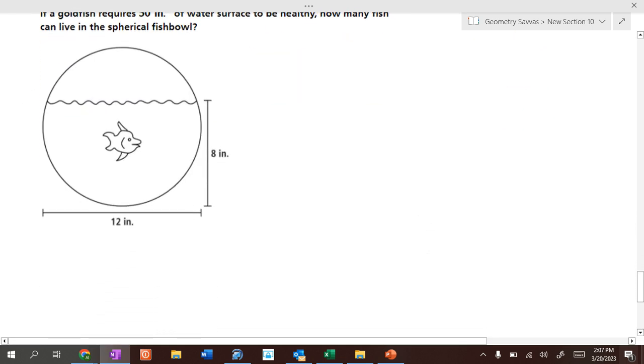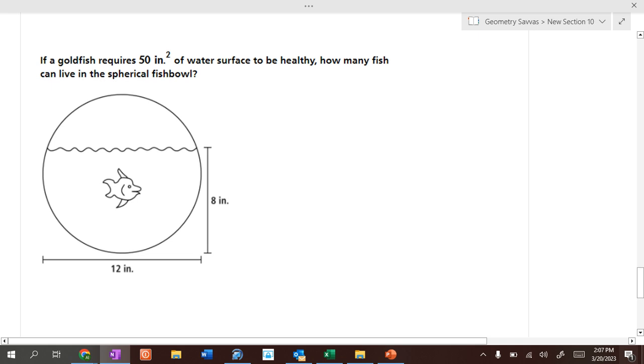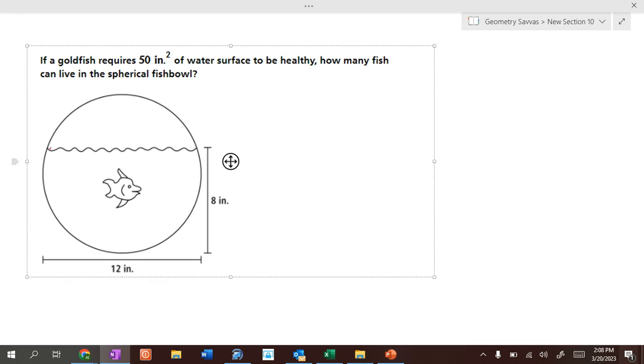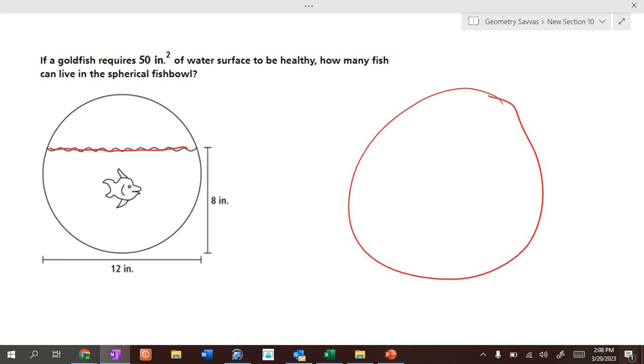Okay? Let's put things together here. How many fish can be healthy in this fish bowl? Now, we're going to take a top view of this thing. The surface of the water has to be 50 inches squared to support one fish. We want to figure out the surface area of the water to see how many fish it has. Because if it's 100 inches, then we can have 2 fish. If it's 150 inches, we can have 3 fish. Okay, so let's see how many fish we can have in this little fish bowl.